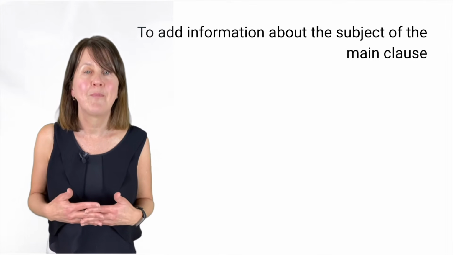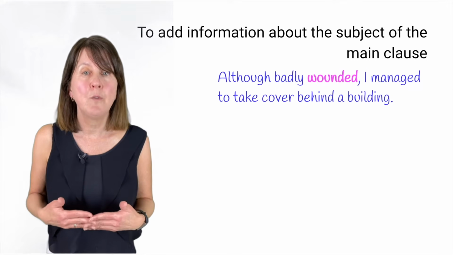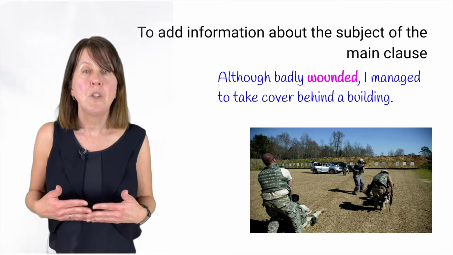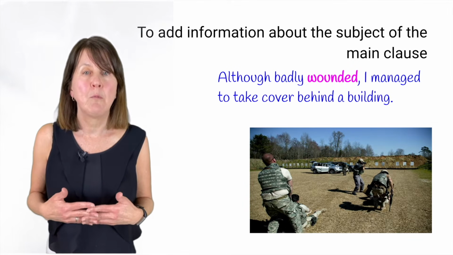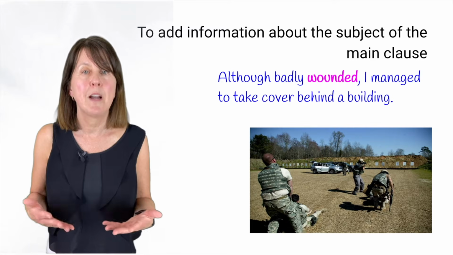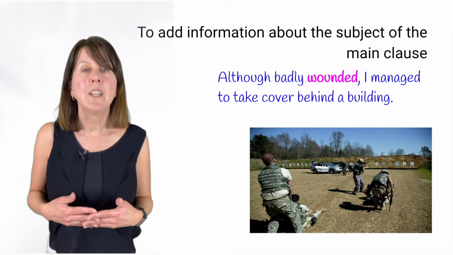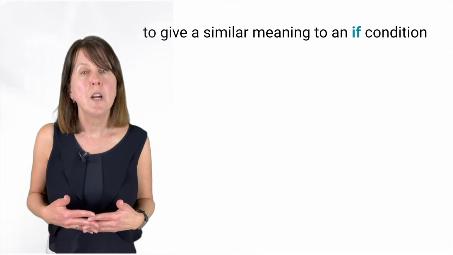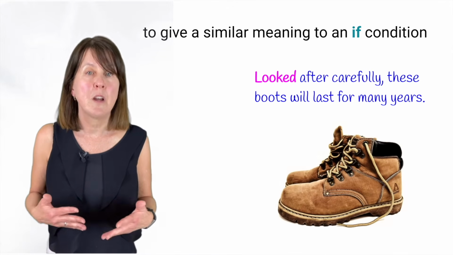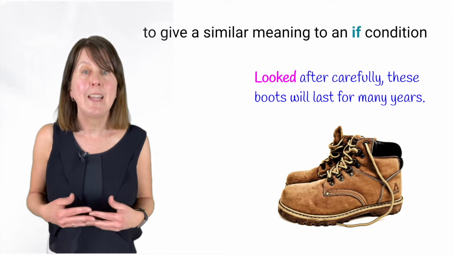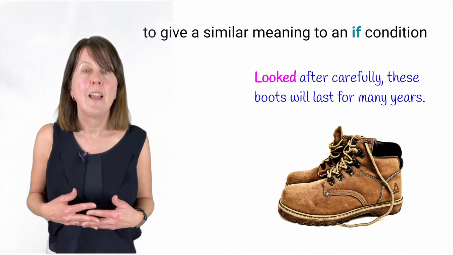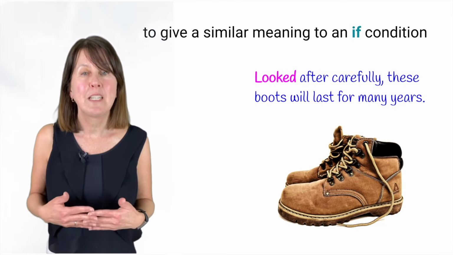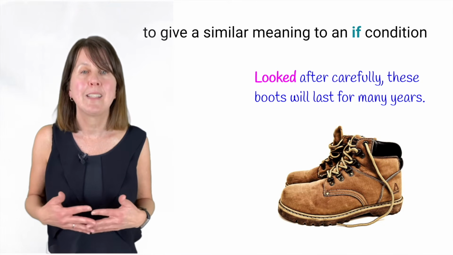Or to add information about the subject of the main clause. For example, although badly wounded, I managed to take cover behind a building, which means although I was badly wounded, I managed to take cover behind a building. Or to give a similar meaning to an if conditional sentence. Looked after carefully, these boots will last for many years. Which means if you look after these boots carefully, they will last for many years. Here, past participles normally have a passive meaning.